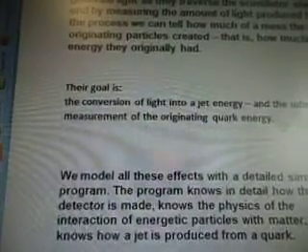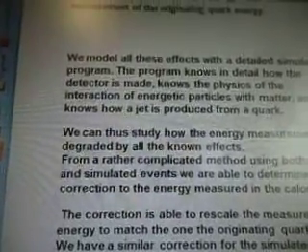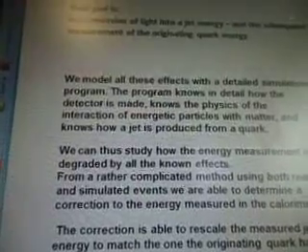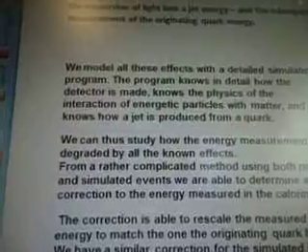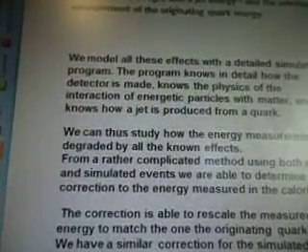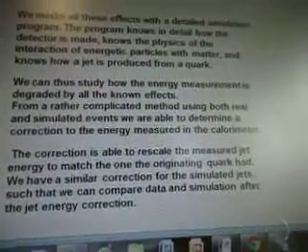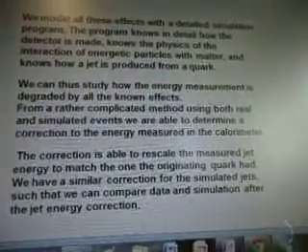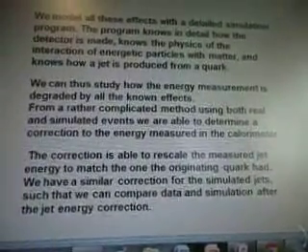The goal is the conversion of light into a jet energy and the subsequent measurement of the originating quark energy. We model all these effects with a detailed simulation program. The program knows in detail how the detector is made, knows the physics of the interaction of energetic particles with matter, and knows how a jet is produced from a quark. We can thus study how the energy measurement is degraded by all the known effects.